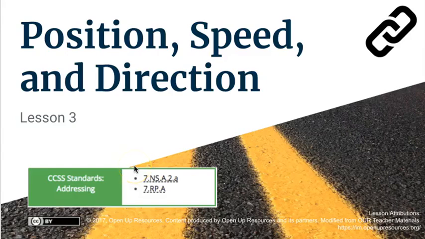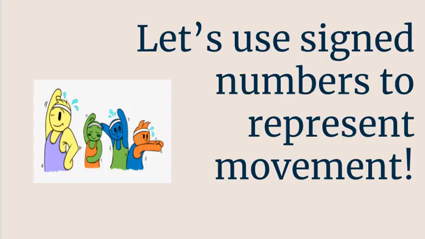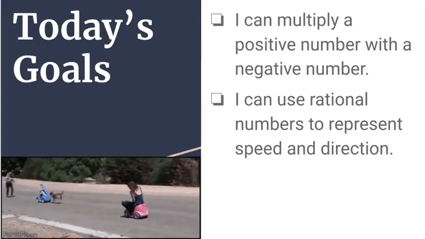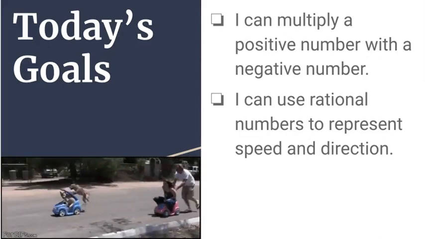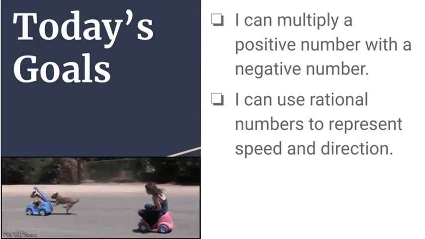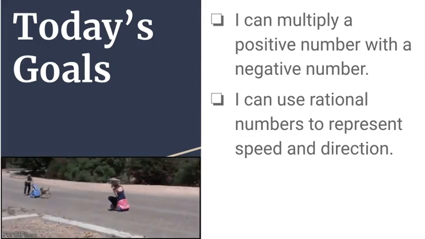Lesson 3, position, speed, and direction. So we're going to use signed numbers to represent movement. Today's I can: I can multiply a positive number with a negative number. I can use rational numbers to represent speed and direction.